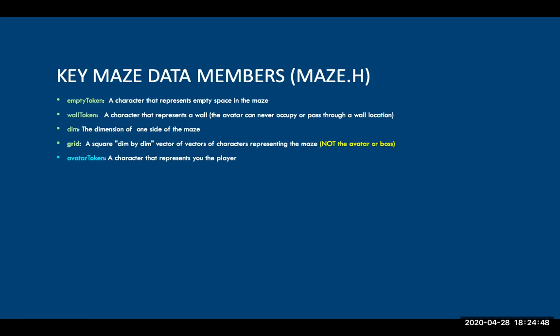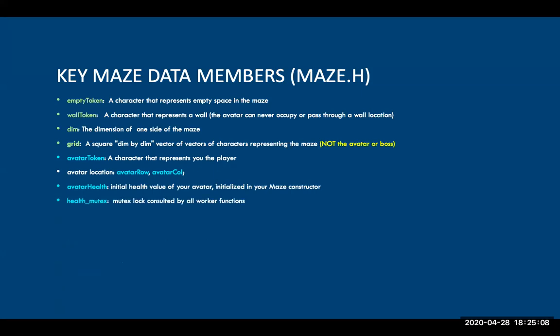So don't do that, or you'll get multiple avatars in the grid. Then our avatar token is just as you might expect: the letter A, or whatever you want it to be. And then the location, these are members of the maze class, the location of the current avatar and its health, right? So these are members associated with the avatar, and the health mutex. This is how we lock and manage access to that health mutex across multiple threads.